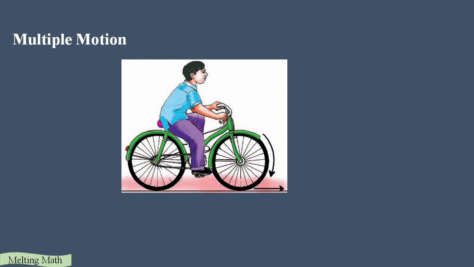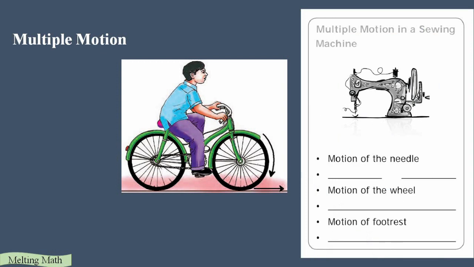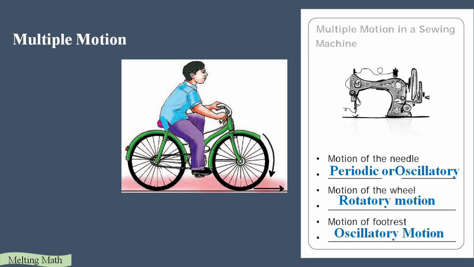Let's next observe this image and answer it. Motion of a needle. What is the motion of a needle? The needle goes up and down. Which motion is that? It's a periodic or oscillatory motion. Next, what is the motion of a wheel? It is always rotatory motion. The wheel is rotating in that sewing machine. So the motion of a wheel is rotatory motion. Next, motion of the foot rest of that sewing machine. We press the foot rest in an up and down manner. So it's an oscillatory motion.